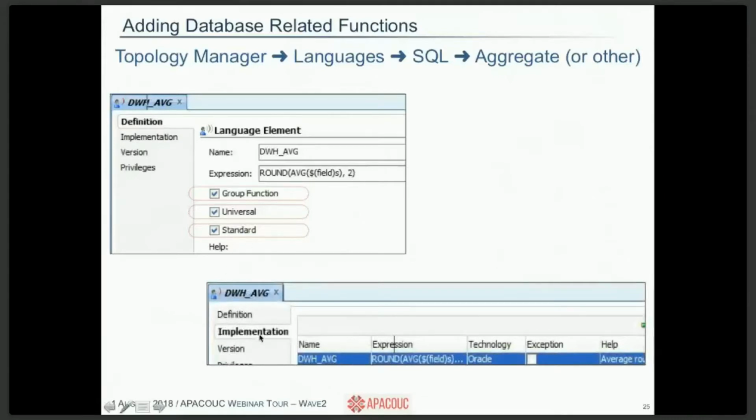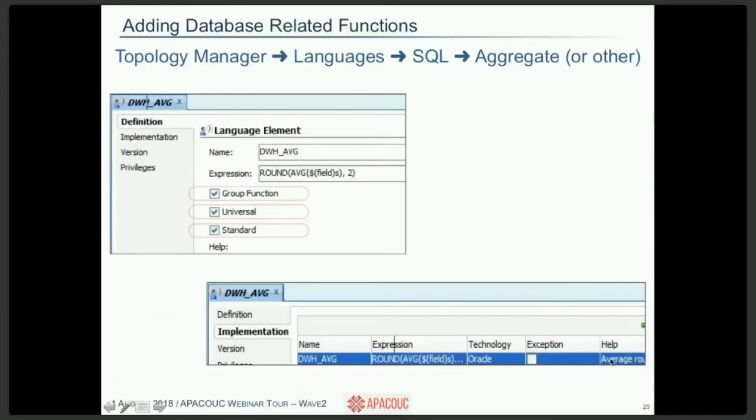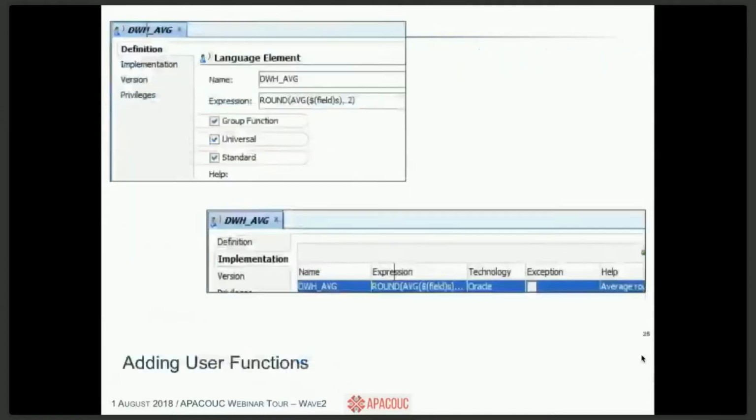So after implementation, you type the name, and you have the option to choose a technology you want, which is Oracle here, and you can write some help on using this. When you write or select DVH AVG, it will show you this tooltip as a help, average rounds or whatever you like.